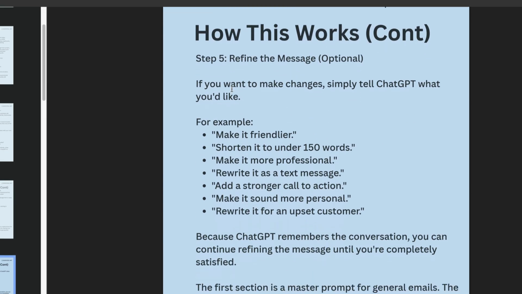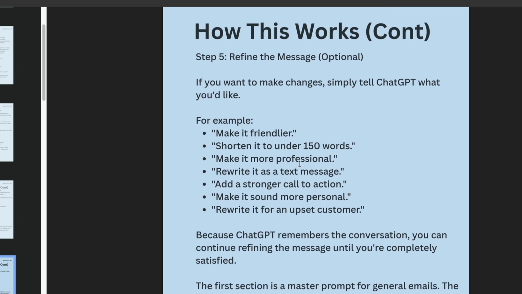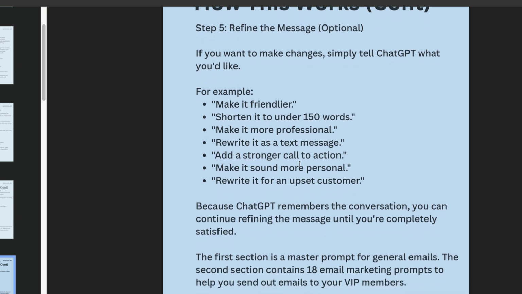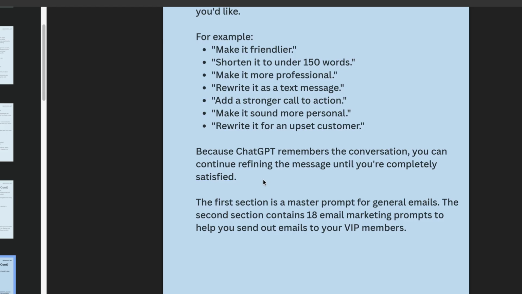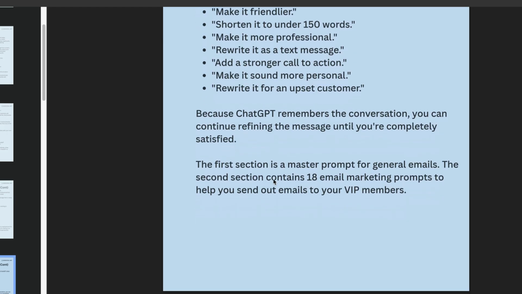And here it says, of course, make sure to double check everything. Once the email is finished, make sure to check that everything's correct. And then as it says here, you can revise it at any time. You read the message that chat gave you. If you don't like it, you can say, hey, make it friendlier, shorten it, make it more professional, rewrite it as a text, add a stronger call to action, make it sound more personal, rewrite it for an upset customer. Anything that you want, in order to make it better, chat will do for you. It remembers the conversation, and so you can refine it at any time.